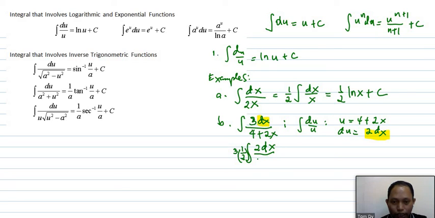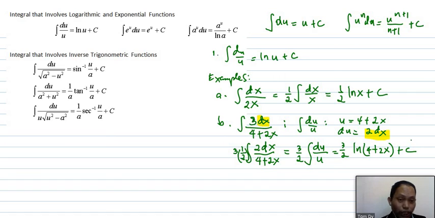Divided by 4 plus 2x. So for this case, that is 3 times 1 over 2, that is 3 over 2, and then the integral of this 2 dx, that will be our du, which is 2 dx, right? So du divided by our u, which for this one is 4 plus 2x, so that will serve as our u. Therefore, this equals the integral of du over u, that is ln u plus c. So we copy this 3 over 2, and then ln of our u, which is 4 plus 2x, plus c.